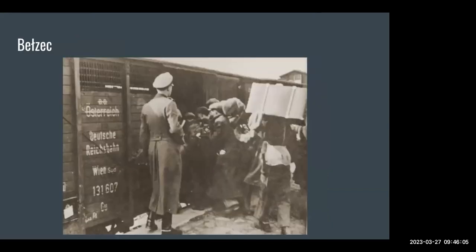Bełżec was another camp set up specifically for murder. This was one where the Nazis experimented with poison gas.